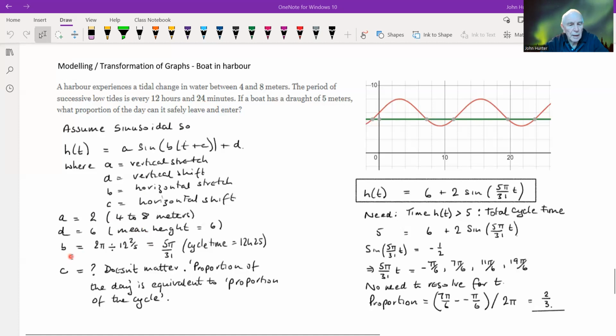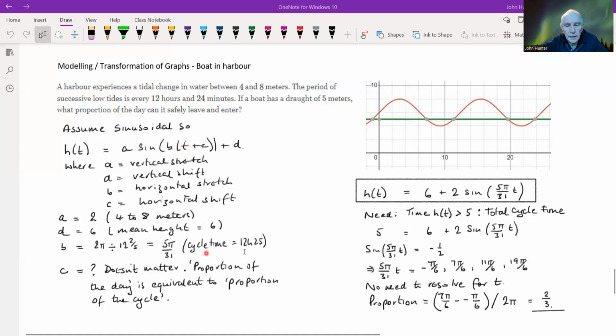The cycle time is 12 hours and 24 minutes, which is 12 and 2/5 hours. So we need to perform a stretch on this t component here. Instead of 2 pi, our cycle time is 12 and 2/5. So we simply divide 2 pi by 12 and 2/5, and that gives us this number here, 5 pi over 31.